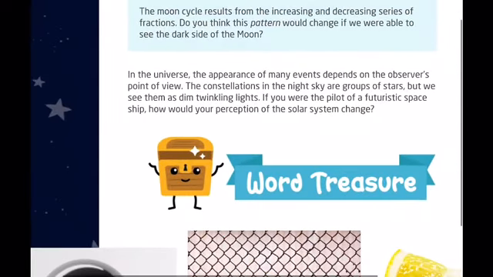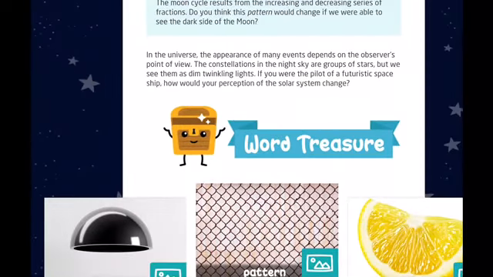It says the moon cycle races through increasing and decreasing series of fractions. Do you think this pattern would change if we were able to see the dark side of the moon, or the size of the moon? Yes, there will be a change, okay? Maybe, because it depends. Well, it depends on the care of everyone, okay?